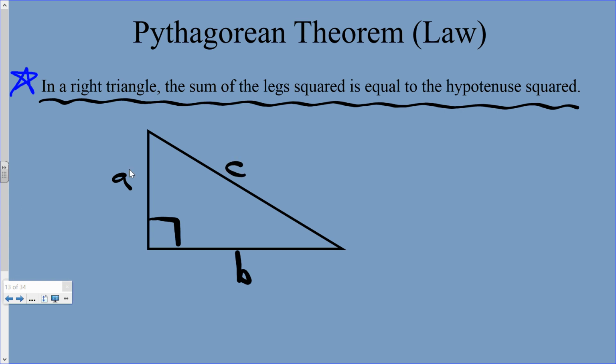I'm going to draw a simple right triangle, another one, and write out the law. So this is the law right here. This is the theorem, what I have in the star. This is the theorem, this statement. In a right triangle, that means any right triangle, the sum of the legs squared is equal to the hypotenuse squared.